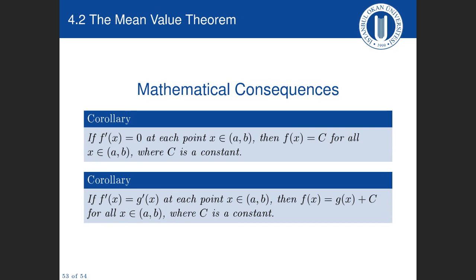And the second corollary, or second small theorem which comes after a big theorem: if we know that two functions have the same derivative at each point between a and b, then we know that f of x must be g of x plus a constant for all x between a and b. And these are going to be important ideas when we start talking about integration.